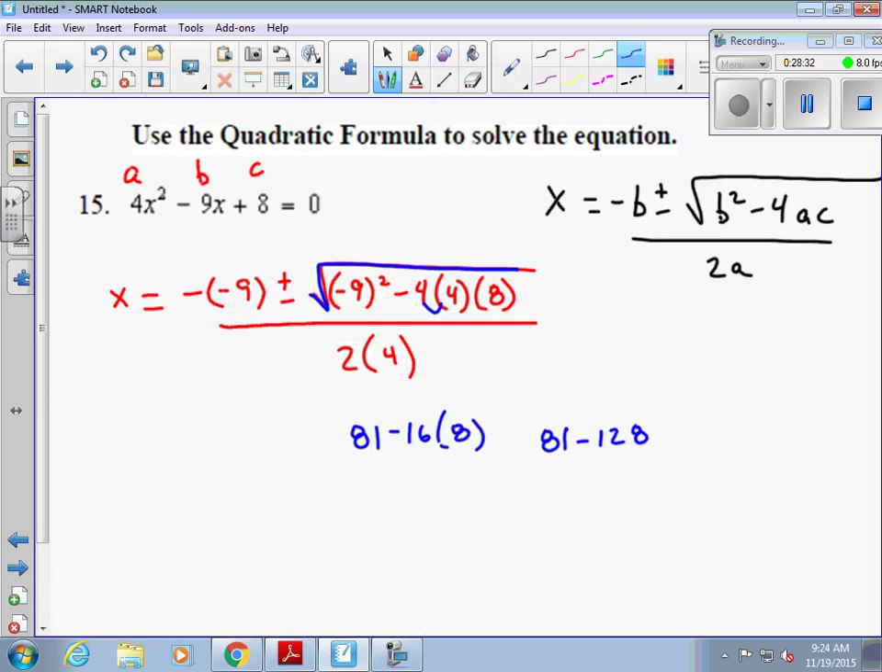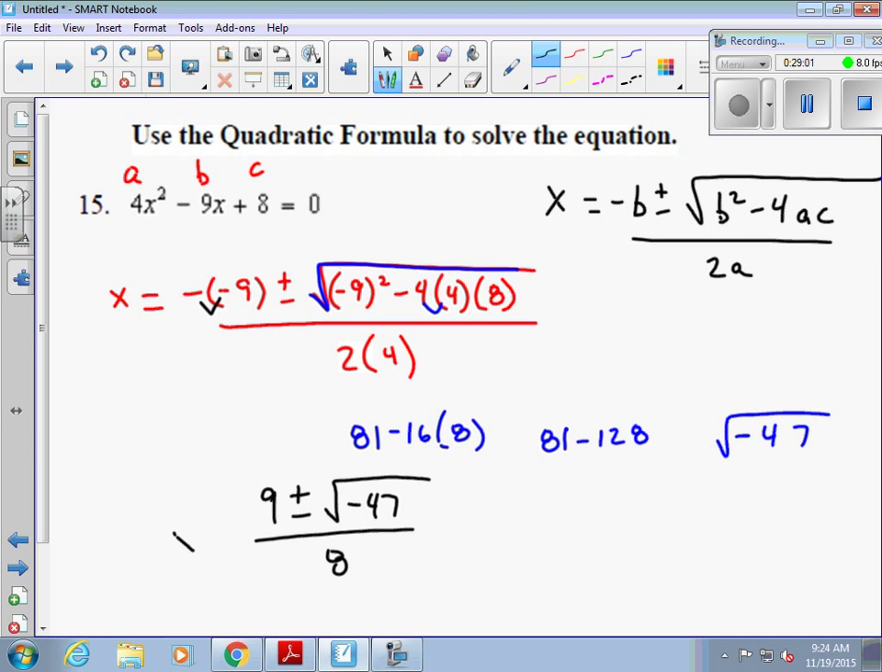When we subtract that, 81 minus 128, they're opposite signs. So subtract: 8 minus 1 is 7, and 12 minus 8 is 4. It's negative 47. So all of this is what's under the radical. So now we have something that looks like this. Negative 9 means positive 9, plus or minus the square root of negative 47 over 2 times 4, which is 8. So x is equal to all of that.